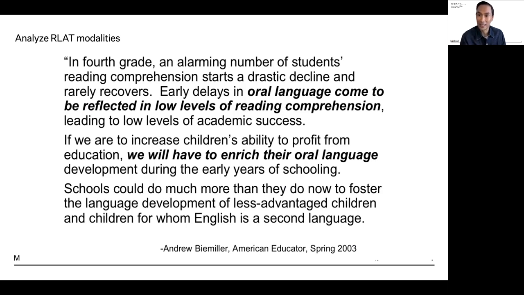So again, it emphasizes the listening in order for you to speak, in order for you to be a better reader, and of course, producer in writing. Schools can do more to foster this language development, even for ELLs and those who are less advantaged, according to him.